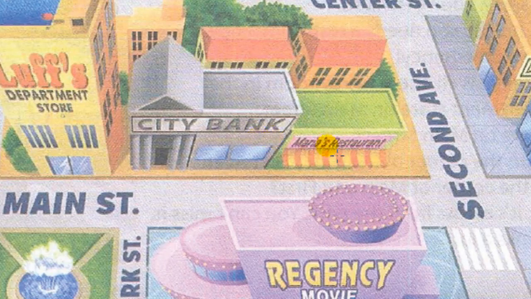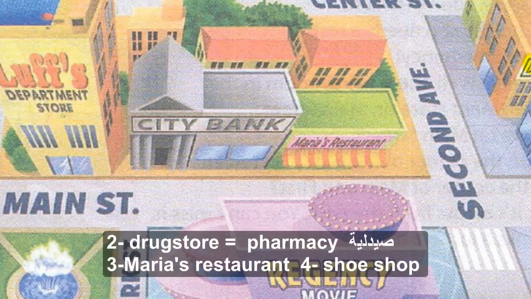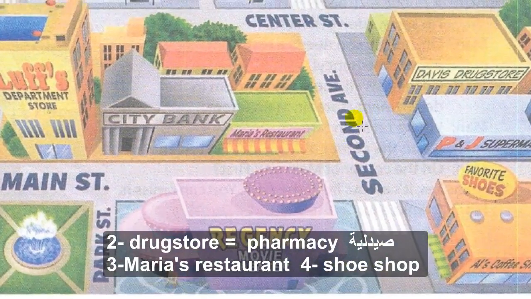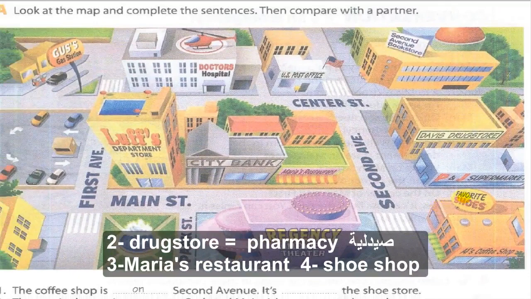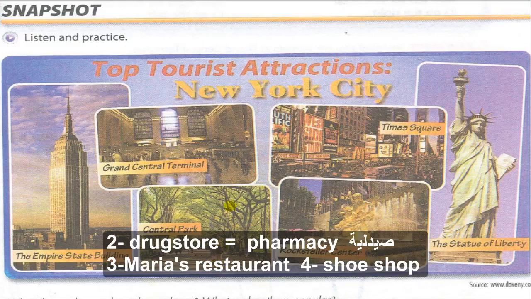2. Drugstore, the pharmacy. 3. Maria's restaurant. 4. This place is on the corner of Main Street and 2nd Avenue. So this is the place. It's next to Ali's coffee shop. It's across from the movie theater. So this is shoe store. Shoe store. This is Favorite Shoes. Shoe store.